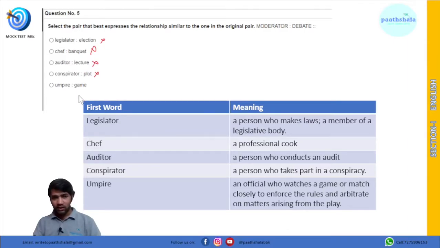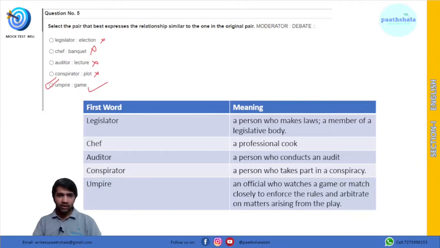But the next one is the umpire, an official who watches a game or a match closely to enforce the rules and arbitrate on the matters arising from the play. So this is going with the given analogy, because a moderator is leading the debate and an umpire is leading the game as per the rules. Okay, so this will be the appropriate answer, that is umpire and game.